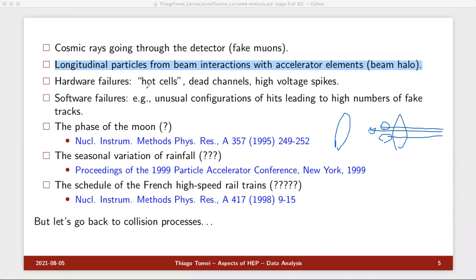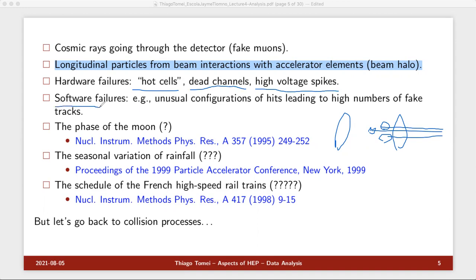Then there are hardware failures and software failures, as I said. Sometimes you may have hot cells, a crystal in the calorimeter, which for some reason has a dark current in its photomultiplier, so it's actually always firing, always giving the maximum signal. Or on the other hand, the electronic circuit died, or every once in a while the circuit is unstable, so it gives you a high voltage spike.